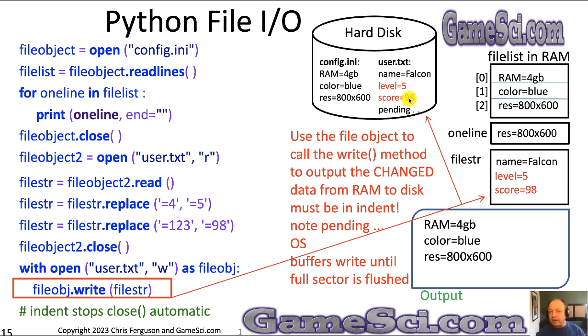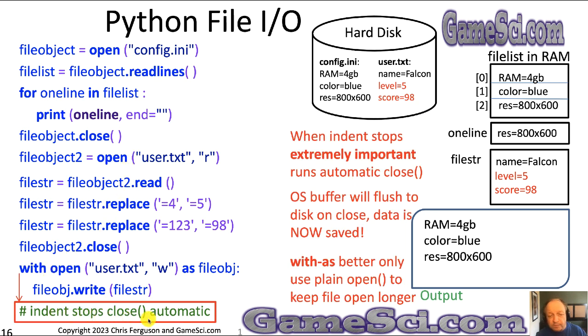Operating systems buffer data. They buffer data when they read it. They buffer data when they write it. We technically have not flushed this data out to the disk drive yet. When the indent stops, close is automatic. When the indent stops, we have an extremely important automatic close. The operating system buffer will now be flushed to the disk on close. The data is now saved on the hard drive.